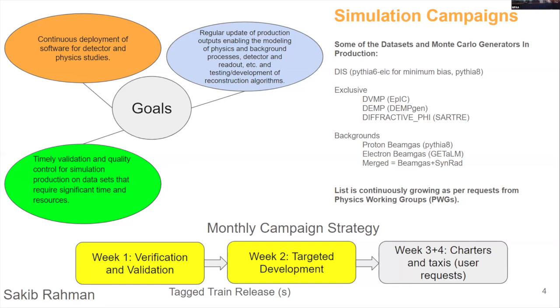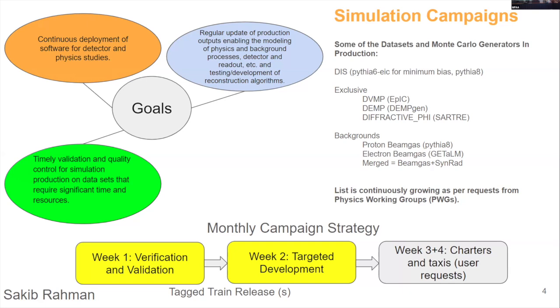Now, this is just some of the data sets and Monte Carlo generators in production. As you can see here, there are different groups, and they're looking at a wide range of different physics, and they're using different Monte Carlo generators. And what we've tried to do is have version control in place so that we know exactly what we're running. And this list keeps growing.